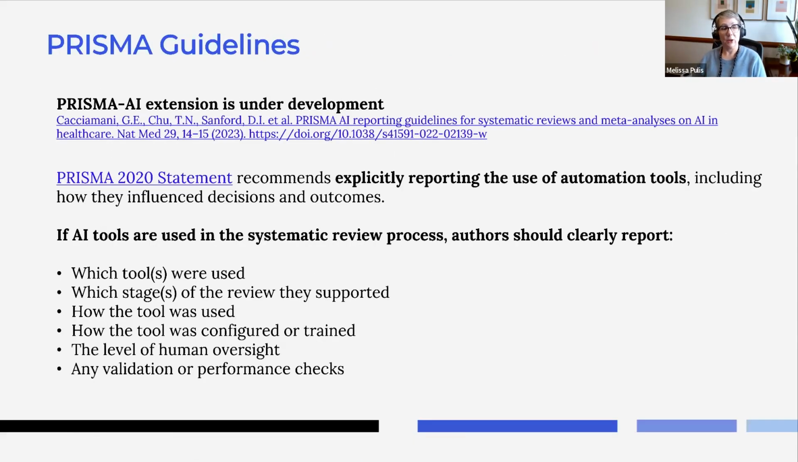Last, we have PRISMA guidelines. I wanted to point out that PRISMA does not have a specific AI guideline, but they are working on an AI extension. So we'll keep you posted when that gets published. But the PRISMA 2020 statement that is out there now recommends explicitly reporting the use of any automation tools, including how they influenced your decisions and outcomes. So if you do use an AI tool in the systematic review process, you should report which tools were used, what stage you used them at, how the tool was used, how the tool was configured or trained, the level of human oversight, and any validation or performance checks that you used to make sure that the output was accurate.